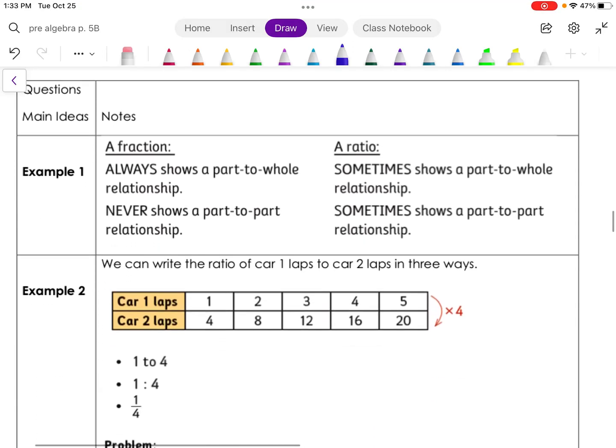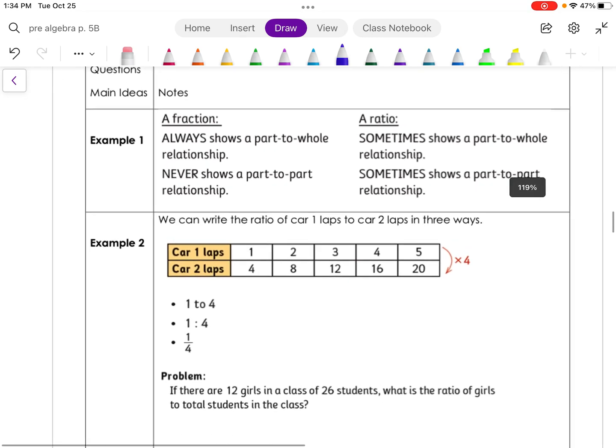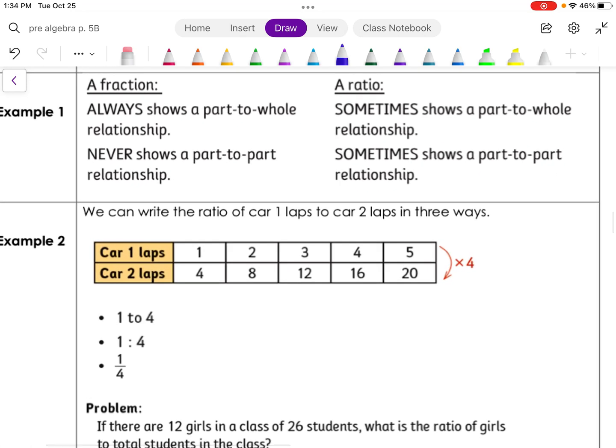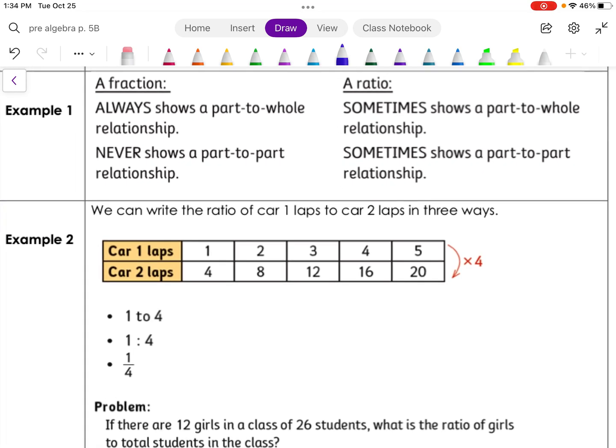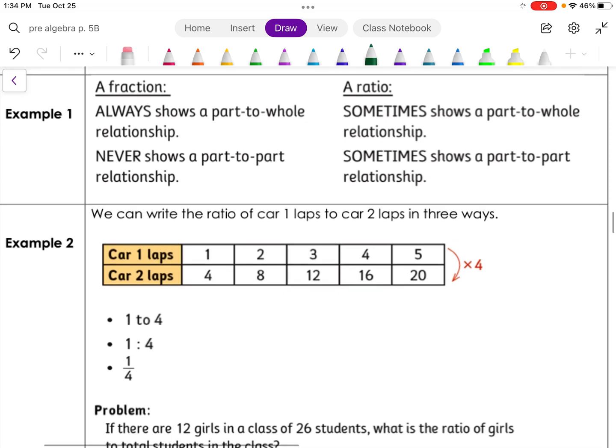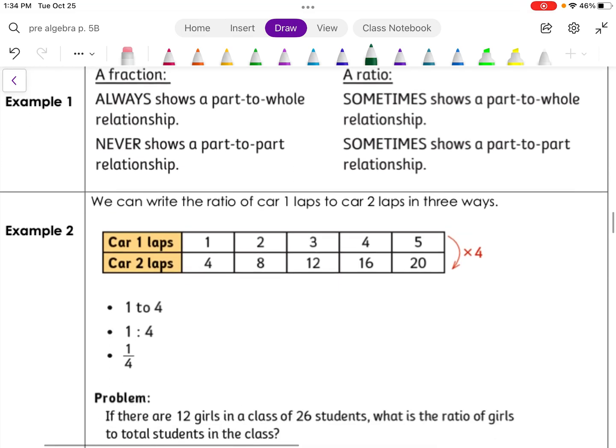3.2a is on ratios. A fraction always shows a part to whole relationship, never a part to part. A ratio sometimes shows a part to whole relationship and sometimes a part to part relationship. When we're talking about ratios, there are a couple different ways we can express them. Looking at example 2, we can write the ratio of car 1 laps to car 2 laps in 3 ways.